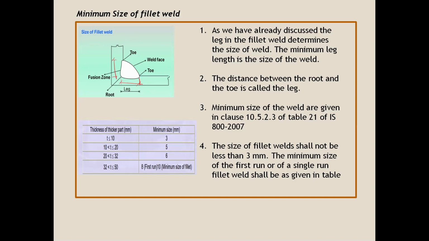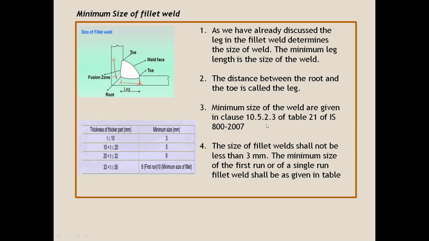As I have already discussed, the leg in the fillet weld determines the size of the weld. The minimum leg length is the size of the weld. That is the leg size. The distance between the root and the toe is called the leg. See the diagram: this distance is known as the leg.